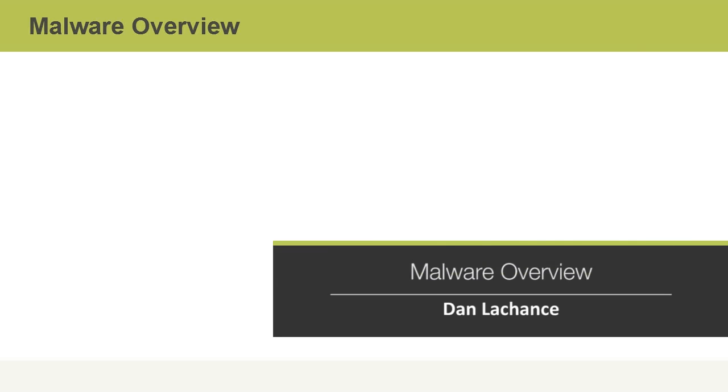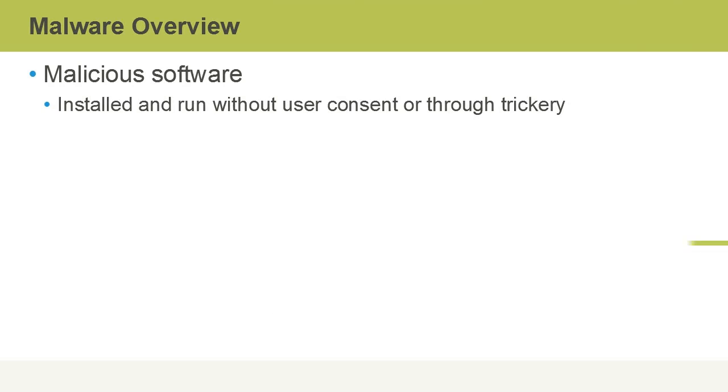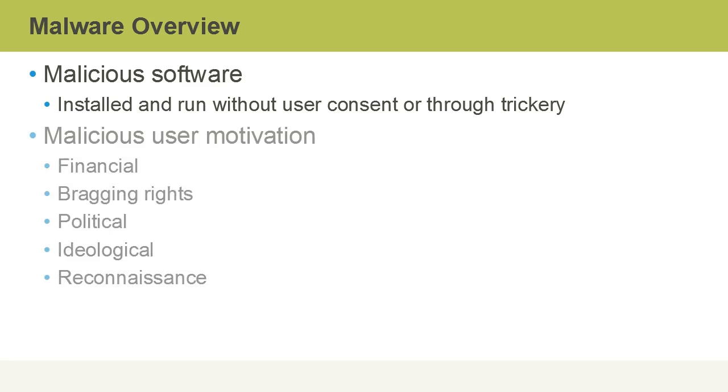In this video, we'll do a malware overview. Malware is malicious software. This type of software gets installed and runs on a machine without user consent or through trickery. Malicious user motivations for creating, deploying, and using malware come from financial purposes, bragging rights. There could be political or ideological reasons why they are executing these types of infections, or simply for reconnaissance to learn more about a potential target that they want to compromise.